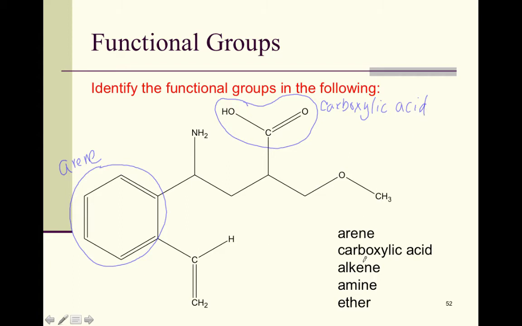I also found an alkene. I want you to take a look again and see if you can find the alkene if you didn't find it. Alkene is right here. It's actually going vertical. That's the alkene. It's a carbon-carbon double bond.